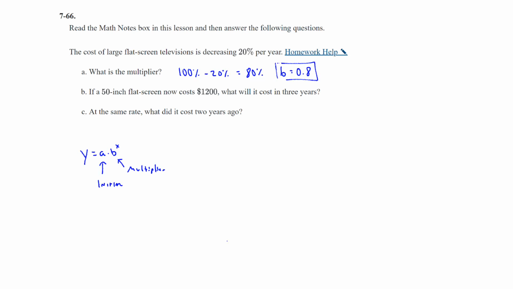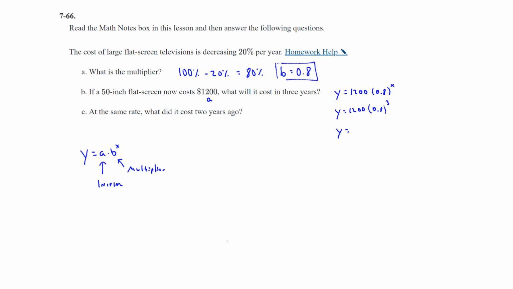If a 50-inch flat screen TV now costs $1,200, what will it cost in 3 years? So $1,200 is going to represent that initial cost. As of right now, it costs $1,200, but in 3 years, what will it cost? Well, let's write the equation first. Y equals, so its initial cost is $1,200. The multiplier, if it's decreasing 20%, would be 0.8, and then raised to the x power. So that's the equation, and then we can plug in 3 for x. And then you can take that expression, 1,200 times 0.8, and then raise it to the third power.